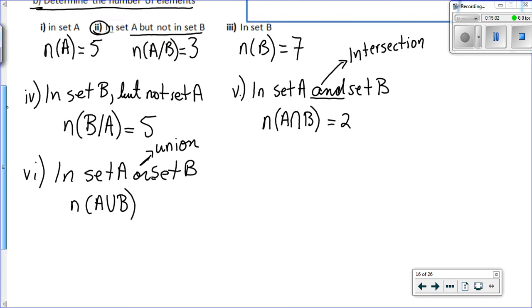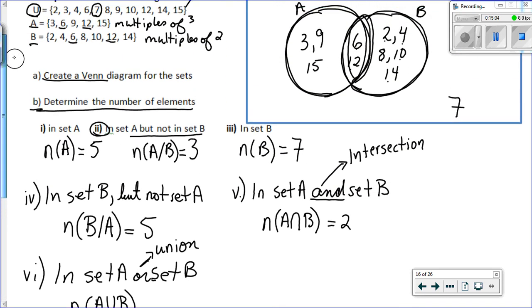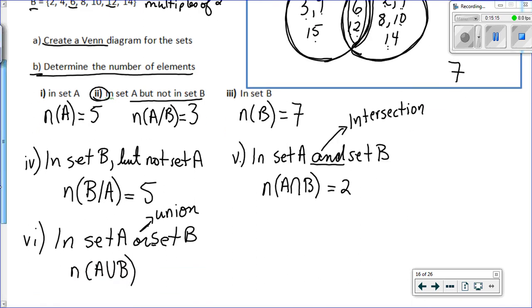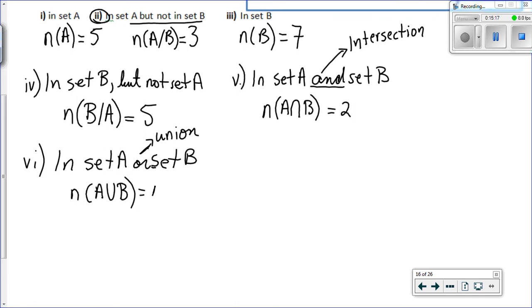So we're going to just go back so I can see my diagram. How many elements are in A or B? And so that's 1, 2, 3, 4, 5, 6, 7, 8, 9, 10. It's everything in either of those sets. So that's our union.